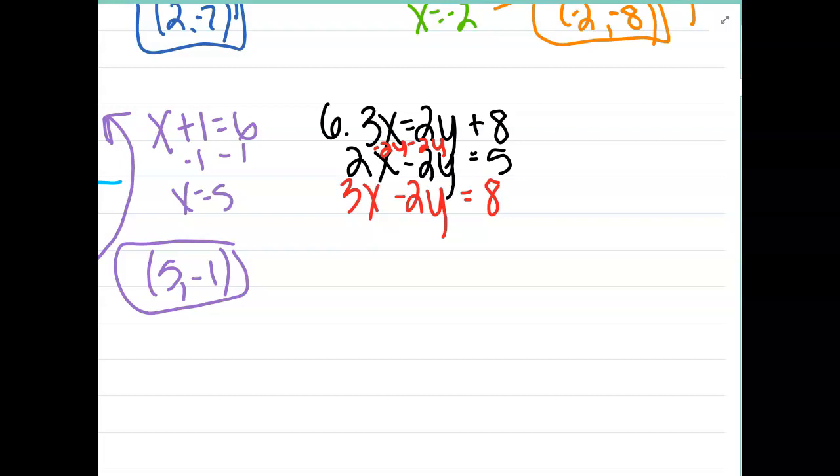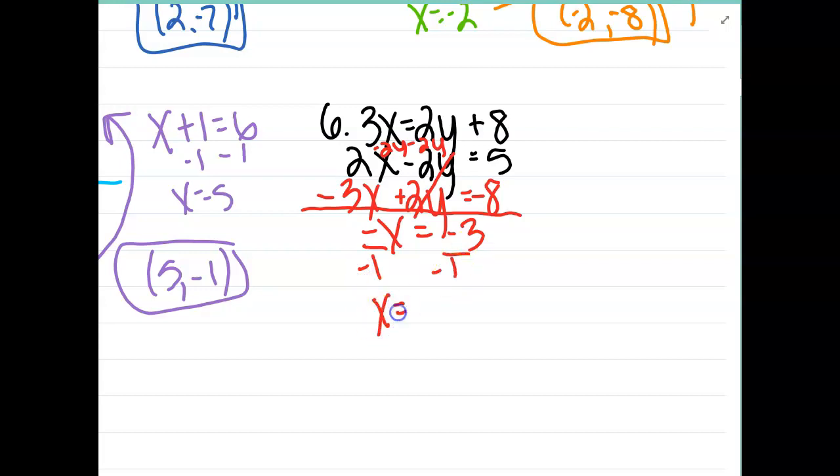Is one of my variables going to cancel out right now? No. But I have a negative 2y and a negative 2y. If they were going to cancel out, one of them would need to be a positive 2y. But remember, you can't just change one of the signs, you have to change all of them because we're multiplying both sides by a negative 1. So when I combine my x's, 2x and negative 3x gives me negative x. My y's cancel out. 5 and negative 8 gives me negative 3. And then to get rid of the negative in front of the x, divide both sides by negative 1. So we should get x equals 3.